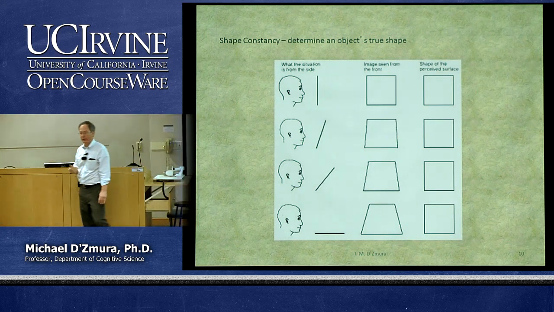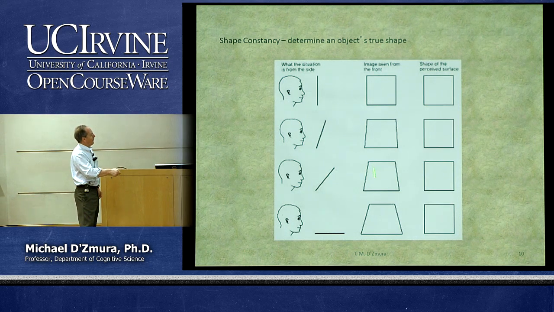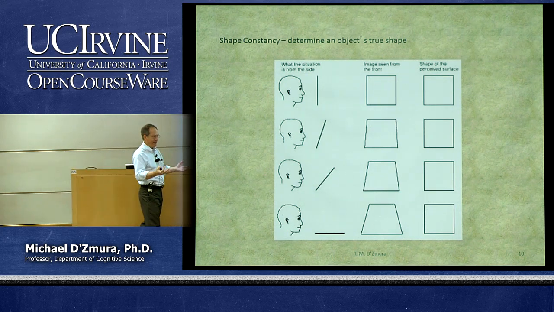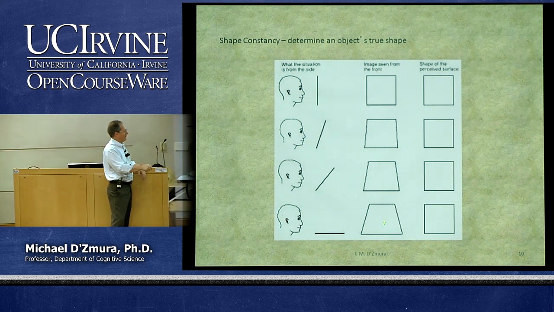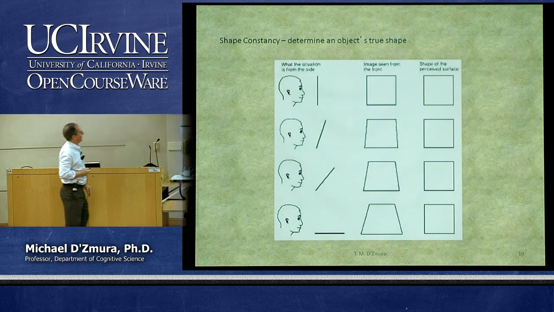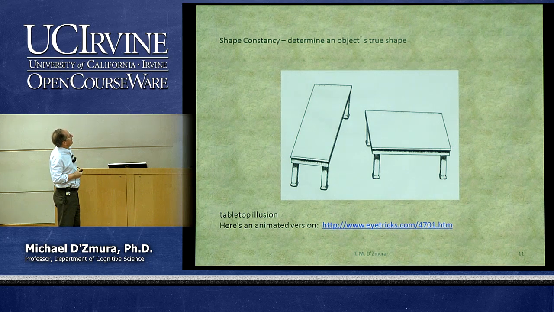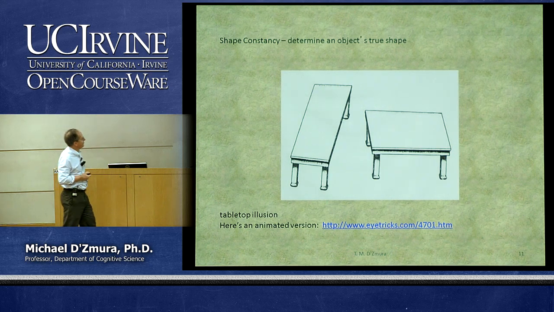And this is something that is going on all the time. We're taking into account our viewpoint and the sort of attitude of an object in the real world to reconstruct its three-dimensional shape, which is something that really should not depend on whether it's upright or lying down. So, determine an object's true shape. Now, shape constancy, again, is taking into account depth information and orientation information.